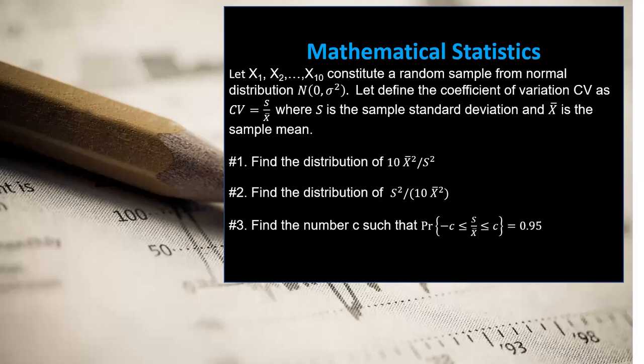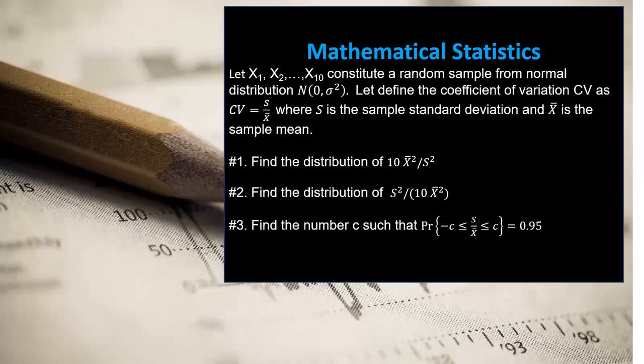Here, we're going to examine the relations of the sample standard deviation and the sample mean. Okay, so let's take a look. What do we have here? We say X1, X2 to Xn, and n is 10, from a sample from the normal distribution with mean 0 and variance sigma square.